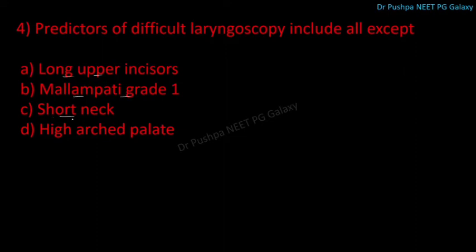The next question is, predictors of difficult laryngoscopy include all except long upper incisors, Mallampati grade score 1, short neck, high arched palate. The correct answer is option B. Most commonly we use curved blade laryngoscope. We will hold the laryngoscope with left hand. The position of patient is sniffing position.